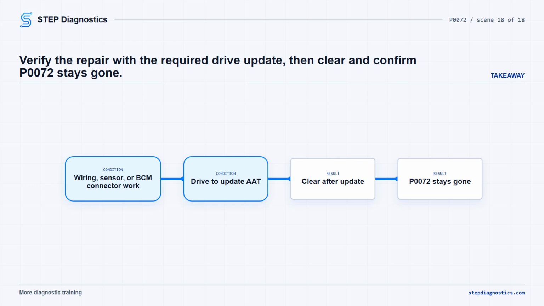The takeaway is simple. Prove the low signal first, split sensor from circuit, check the connector path hard, and only condemn the controller after the wiring and expected circuit responses are verified.